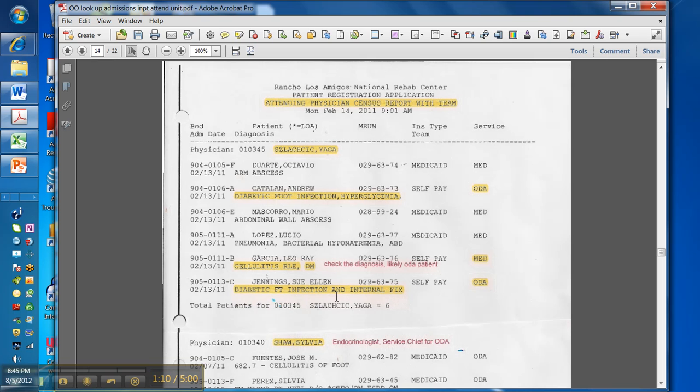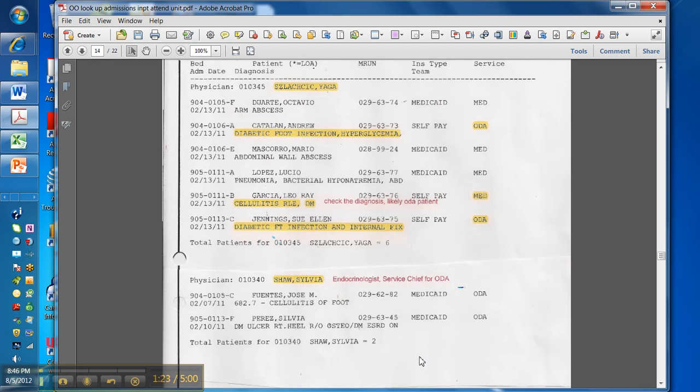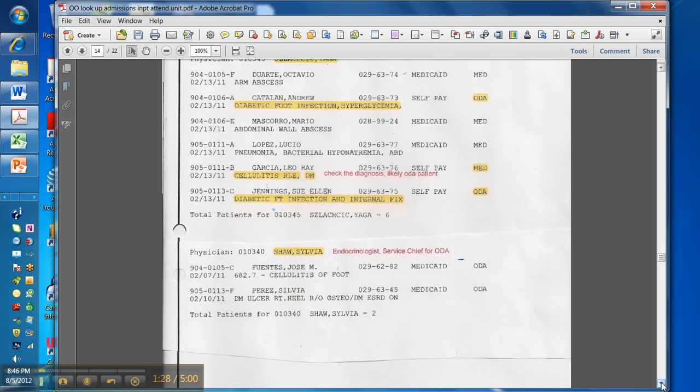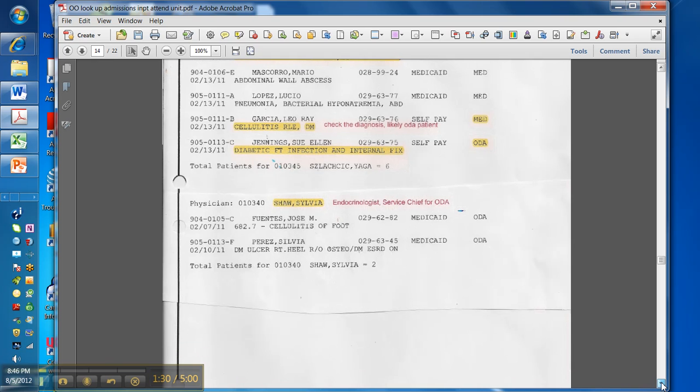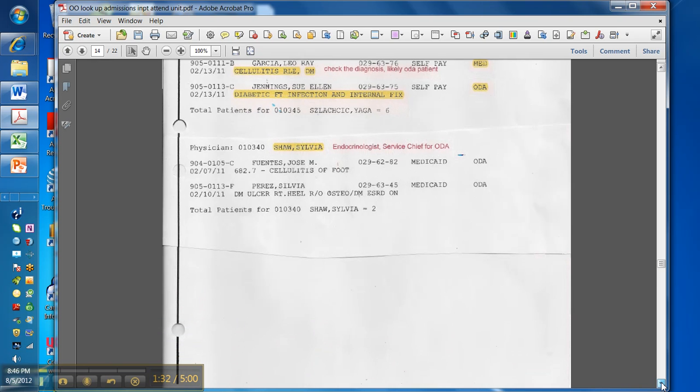Dr. Shaw is the service chief for endocrinology, and I don't believe she is taking care of inpatients anymore. But you may still see her name. Her picture is in the office.